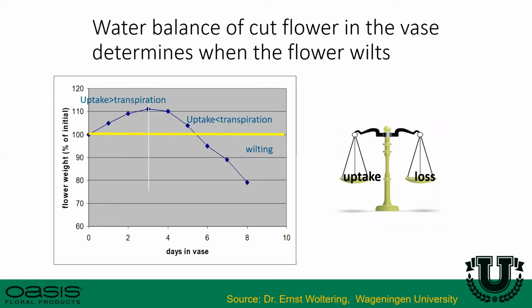But then at one point, uptake begins to equal transpiration. And then finally, transpiration starts to be greater than uptake. And when this happens, the flower starts to lose weight, and eventually the flower wilts. So what may be happening here is maybe the xylem is getting clogged with bacteria, or there's some type of blockage or air bubble, and it's preventing water from moving up the stem, but water is still evaporating out of the leaves during transpiration, and the result is the flower starts to wilt. And in the next slide, we're going to show an example with hydrangea.